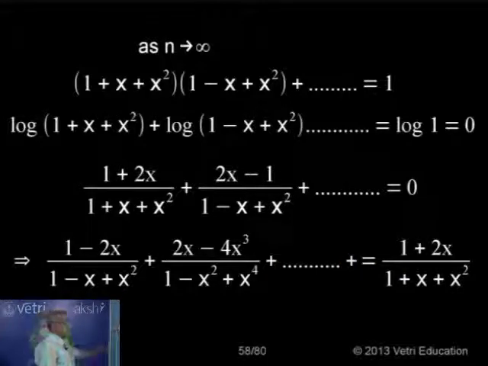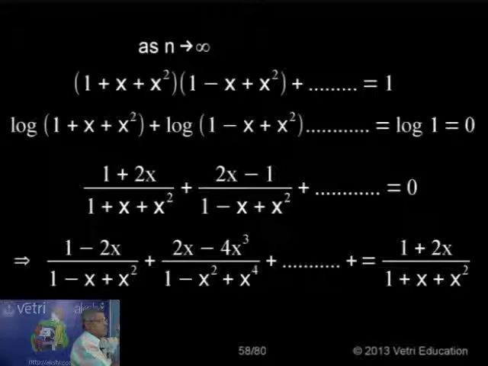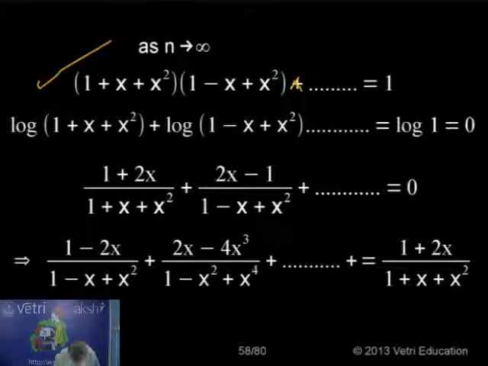So, therefore, the right hand side becomes 1. We are having 1 plus x square, 1 minus x plus x square, 1 minus x square plus x power 4, 1 minus x power 4 plus x power 8, like that it goes. It is enough that you remember this. To get the answer for this problem, it is enough that you get this expression.